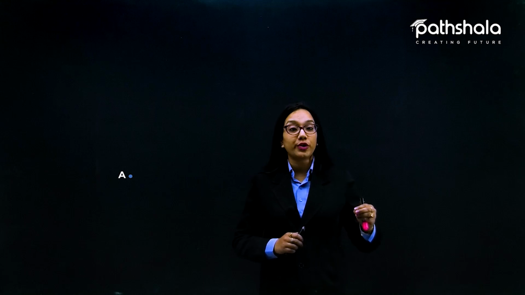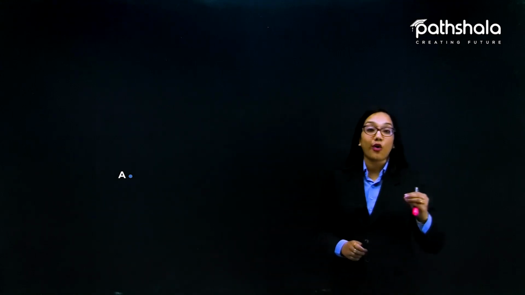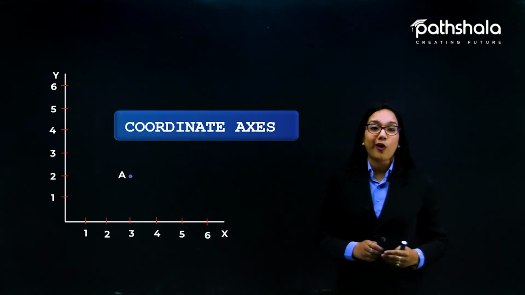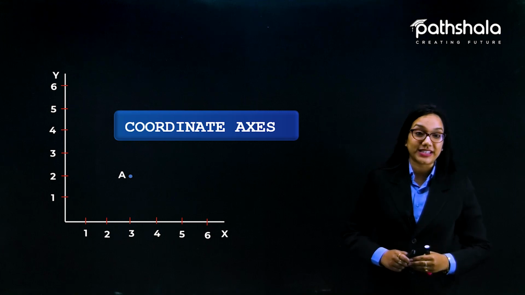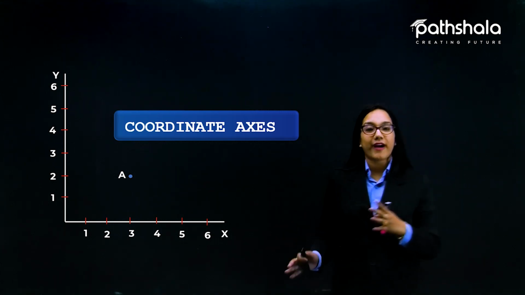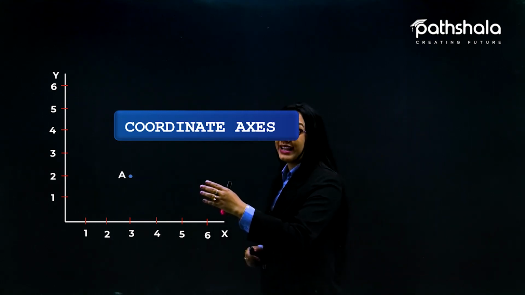So if we want to locate its position, we need a pair of coordinate axes which are of this form and called the coordinate axes. Using these coordinate axes, that is the x-axis and y-axis, we can locate the position of this particular point A.